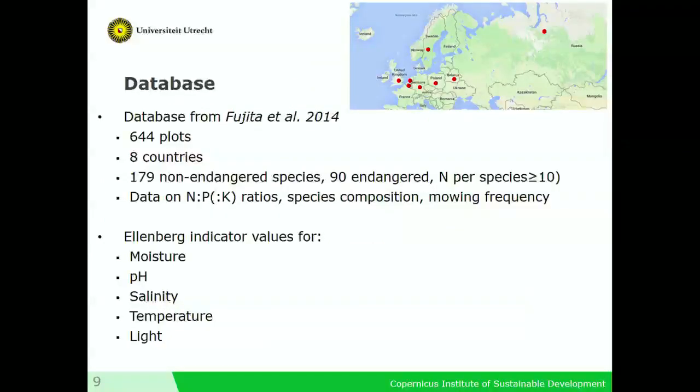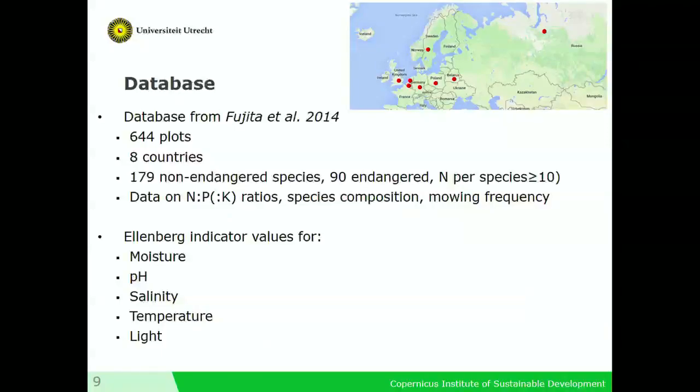So we used the same database that Yuki Fujita used. We excluded the plots that were close to the seaside or were too salty, or plots that were too woody. We ended up with 644 plots across 8 countries. A nice gradient also in the N:P ratio when you are covering all of these different countries. And we only used species that occurred at least 10 times in our data set, excluding quite a lot. So we ended up with about 180 non-endangered species and 90 endangered species.